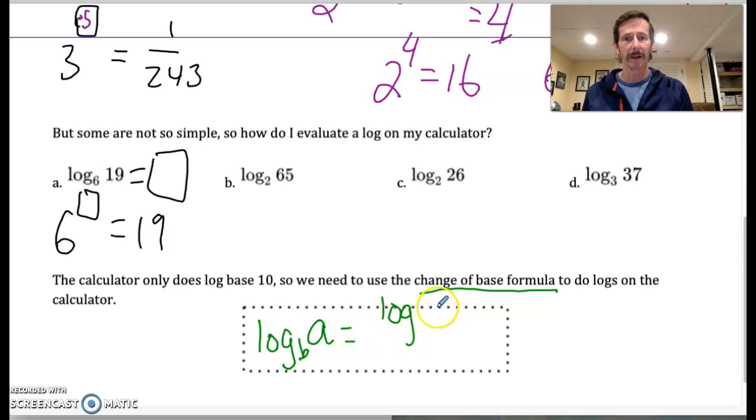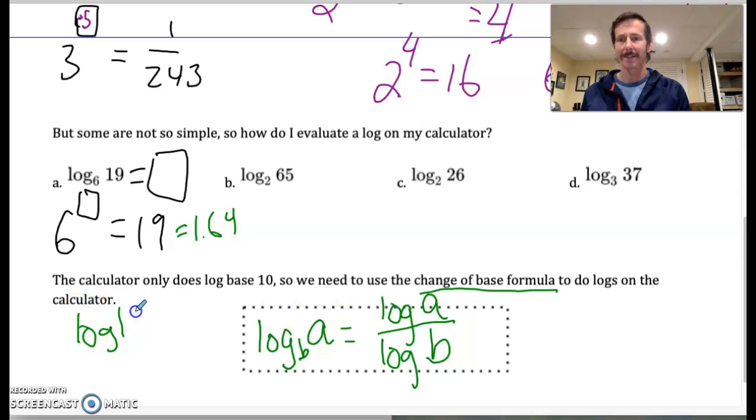So log base 10 of my input, this A value, divided by log base 10 of the base that is there. I always call this the big thing on top, the little thing on the bottom. It's not the value of the numbers there, it's the size of the font. The big font is your numerator, the small font is your denominator. And then you can get this with your calculator. I believe this answer was 1.64, but we're going to try it using this. So using this formula, I would do log of 19, because that's the big guy up top, divided by log of 6, because that's the base, which is the smaller font.